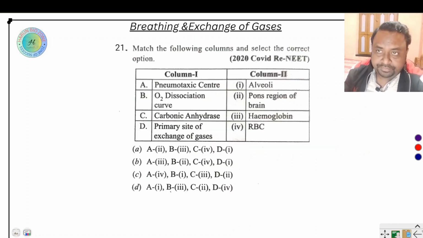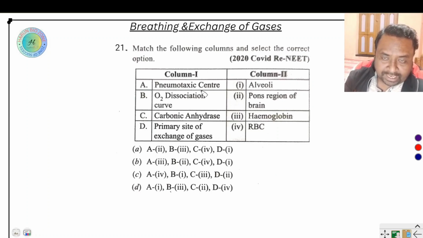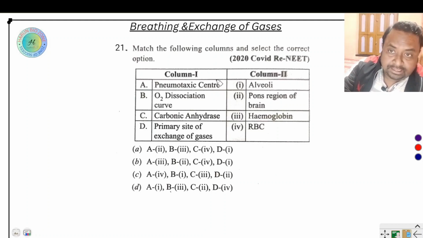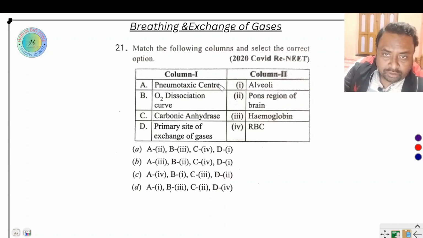Next question. Match the following columns and select the correct option. Pneumotaxic center is in the pons region of the brain. Oxygen dissociation curve.